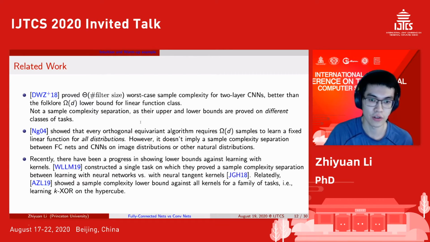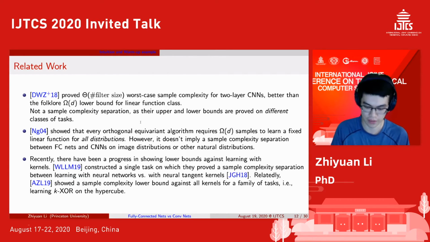So recently, there has also been progress in showing lower bounds against learning with kernels. These two papers have both made some progress in lower bounds against kernels. For example, neural tangent kernels, and this one shows some lower bounds for all kernels.